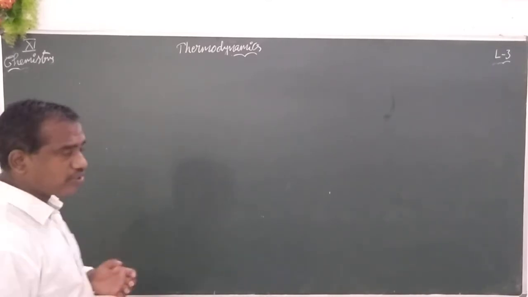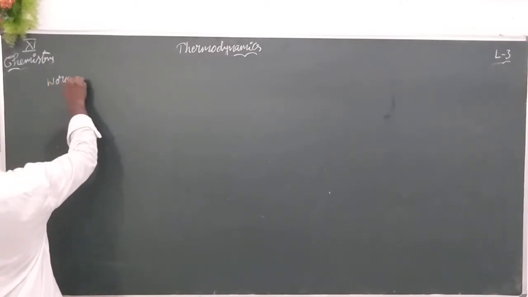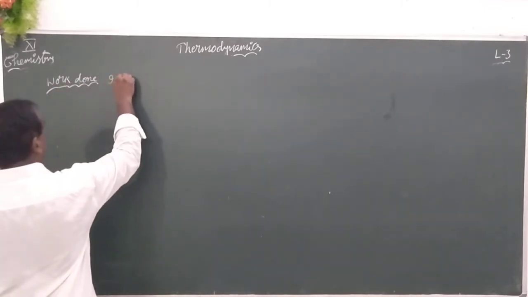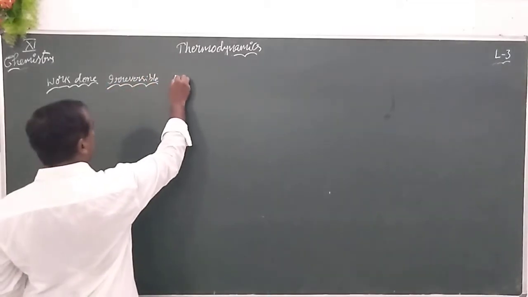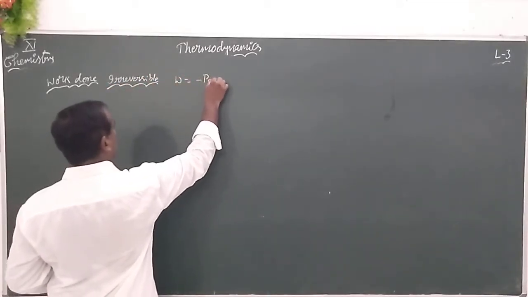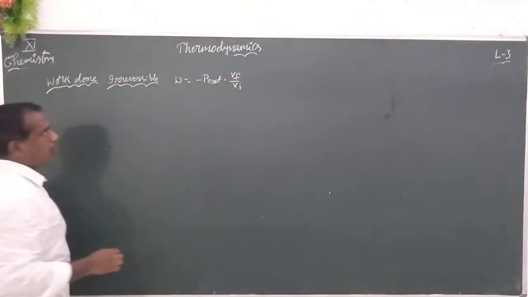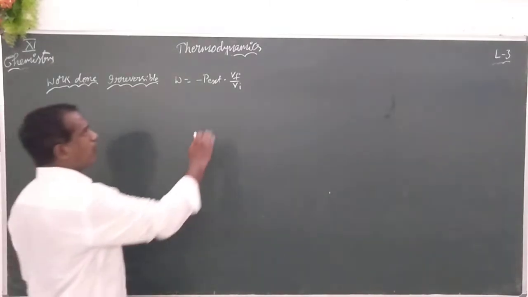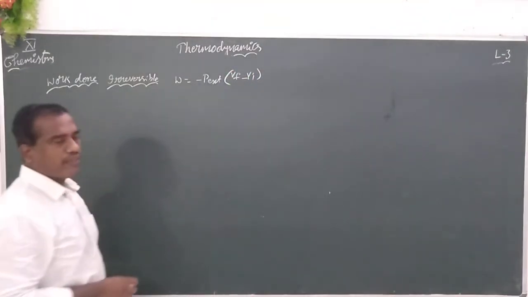So let us continue here. How about the derivations that we have done now? We have done the work done regarding irreversible expansion of gas. What is the equation for this irreversible expansion of gas? Work done is equal to minus P external into final volume minus initial volume. That is delta V. We can write.